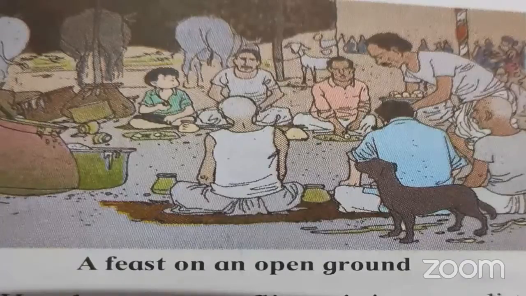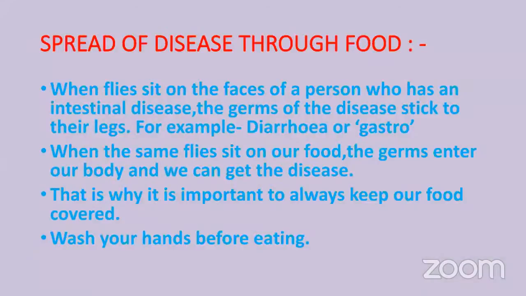And see, is the food covered or uncovered? Uncovered. So flies can also come and sit on the food. Right? Yes. And one man is serving and all are having their food on open ground. Okay? So, we should not eat such type of food because of the spread of disease through food.